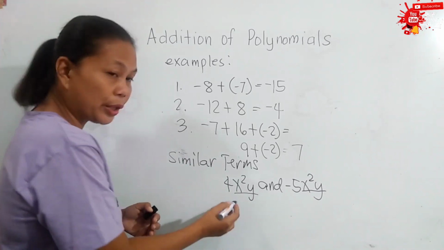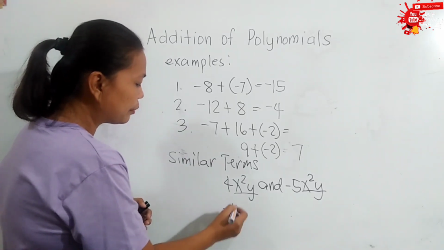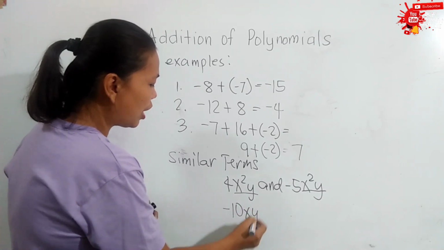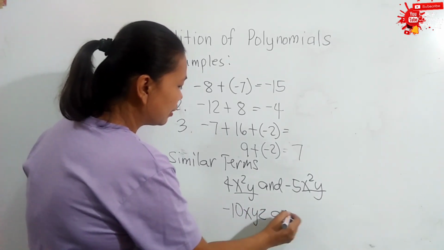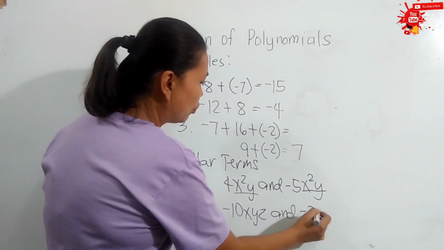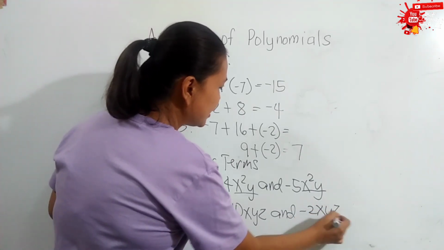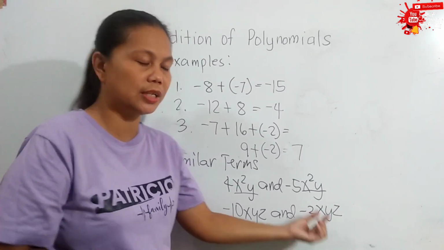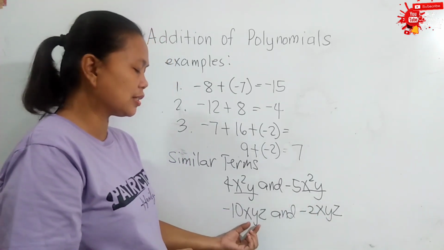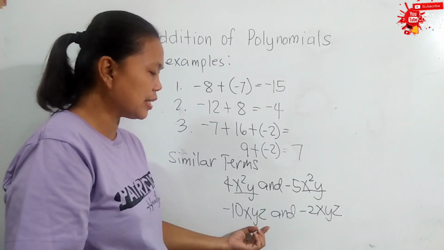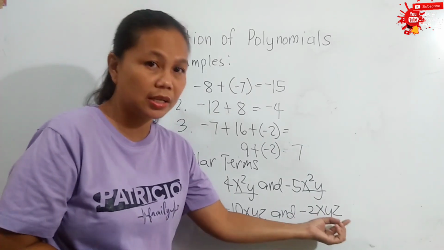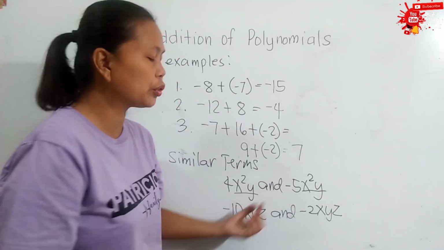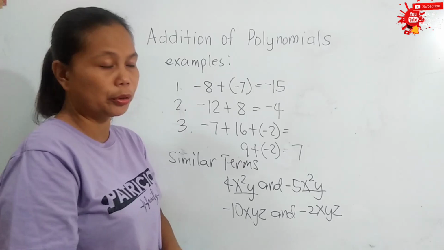Say we have negative 10xyz and negative 2xyz. They are similar terms because they have the same literal coefficient. The literal coefficient is xyz, and we also have xyz in the other term. Therefore, these two terms are similar terms.